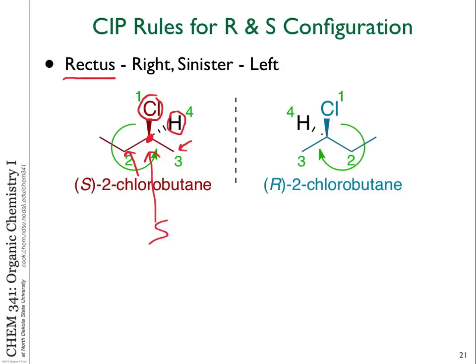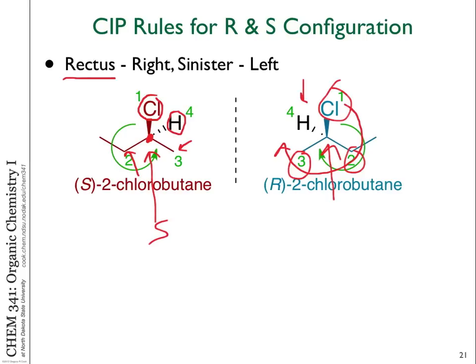Okay? So the same thing here. Now I flip this into the mirror image. 1, 2, and 3, the lowest priority group is going to the back. And you have to go clockwise around the circle to go from 1 to 2 to 3. And if you go clockwise, or to the right, we would designate that as the R configuration. Okay, it's not that difficult, except that you have to be really good at visualizing and orienting these molecules in your head. Otherwise, it's very easy to make a mistake.